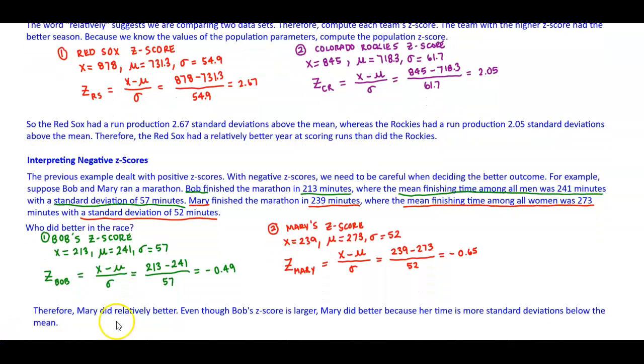Therefore, we can say that Mary did relatively better. Even though Bob's z-score is larger, Mary did better because her time is more standard deviations below the mean.